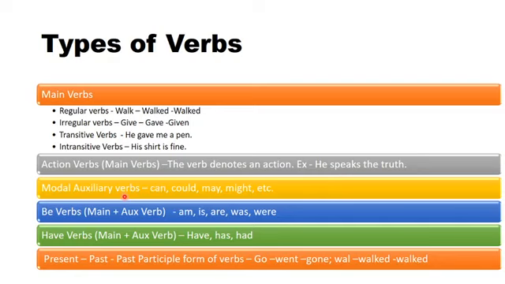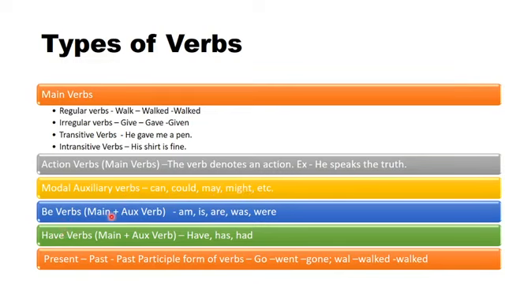Next, modal auxiliary verbs. Auxiliary and modal, you know the meaning clearly. Auxiliary means supporting. It is not a main verb. These verbs come in to support the main verb. The examples are can, could, may, might, and so on.